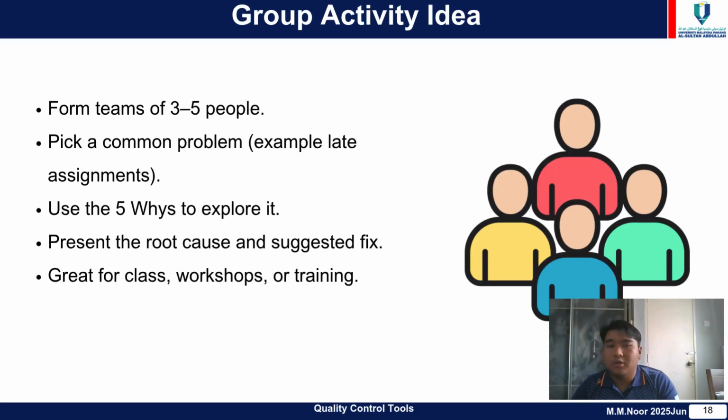Okay, now this is an idea for you to practice the five whys, which is you can form a team of about 3 to 5 people, and you can pick a common problem like late homework or poor communication. You can use these five whys to explore the root cause and suggest solutions. It is great for group projects, workshops, or training sessions.